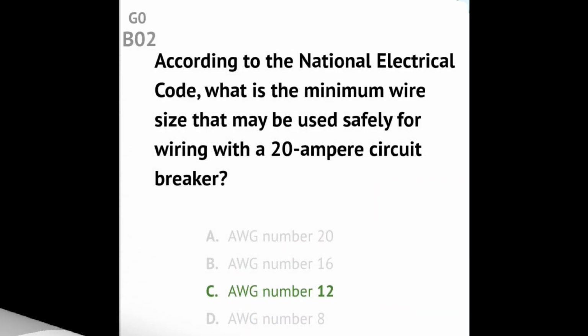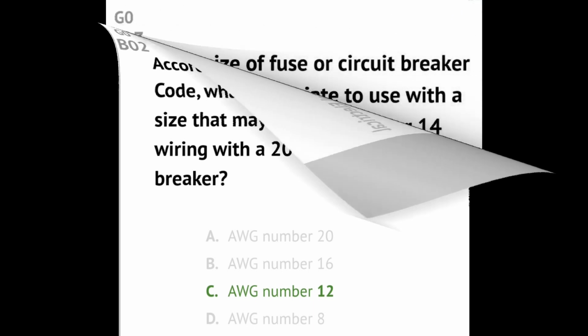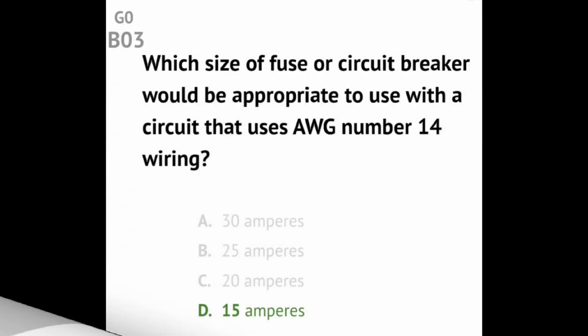Question G0B02. According to the National Electrical Code, what is the minimum wire size that may be used safely for wiring a 20 ampere circuit breaker? Answer: AWG number 12. Question G0B03. Which size fuse or circuit breaker would be appropriate to use with a circuit that uses AWG number 14 wiring? Answer: 15 amperes.